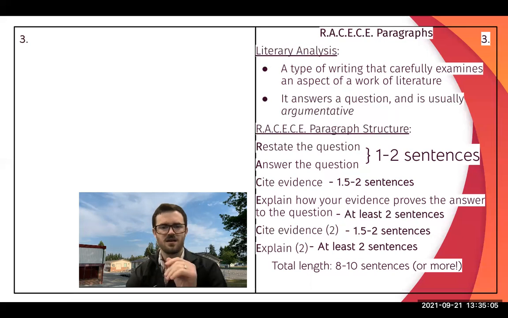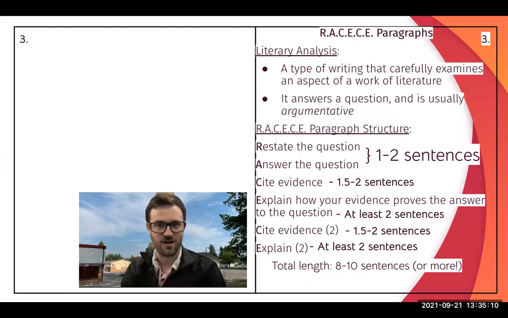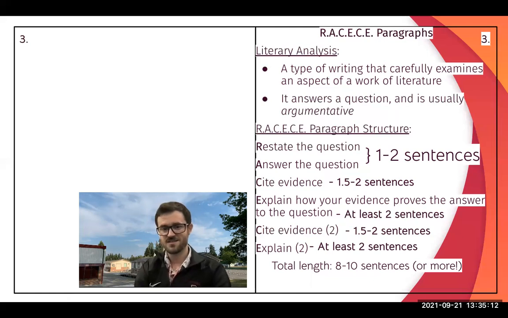But here's the thing. I'm not telling you to sit down and write a 10-sentence paragraph. What I'm telling you is to do each of these chunks. Restate the question. I bet you can do that. Answer the question. I bet you can do that. Cite evidence, with a little bit of context in a sentence or 2. I bet you can do that. You can do each of these chunks. It's just taking the time to thoughtfully do each piece and then put them all together into a paragraph.